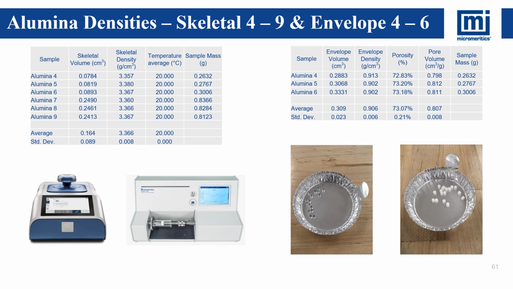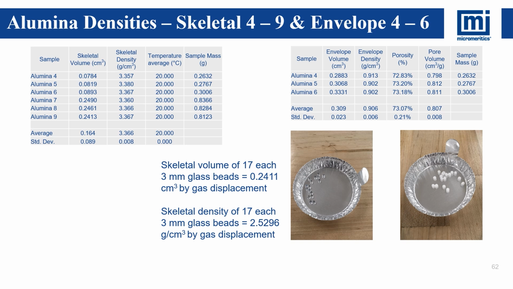Obviously, we can determine the skeletal volume of our 17 beads using the technique of gas displacement, which we've done. The average of the 10 test cycles, 0.2411 cubic centimeters. The resulting skeletal density when we use the mass of the glass beads was 2.5296 grams per cubic centimeter.